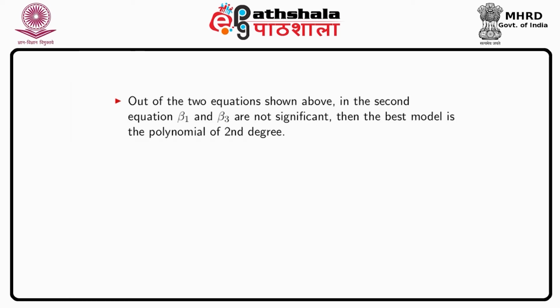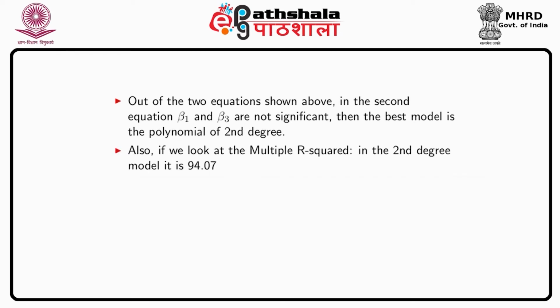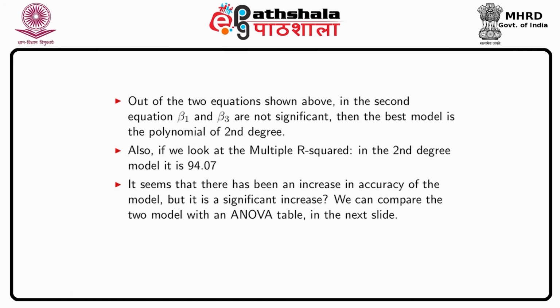So now out of the two regression equations shown above, in the second equation beta 1 and beta 3 are not significant, so the best model is the polynomial of second degree. Also, if we look at the R square in the second degree model, it is 94.07, which is greater than the R square value that we get from the fit of the polynomial of degree 3. So it seems that there has been an increase in the accuracy of the model, but is it a significant increase? We can compare the two models with an ANOVA table, which we will demonstrate in the next slide.